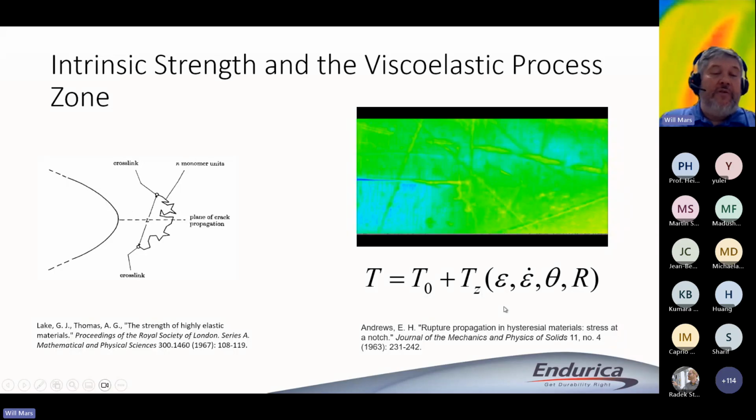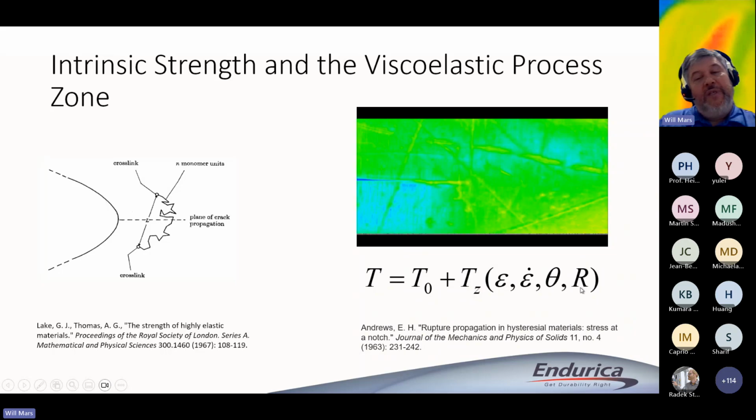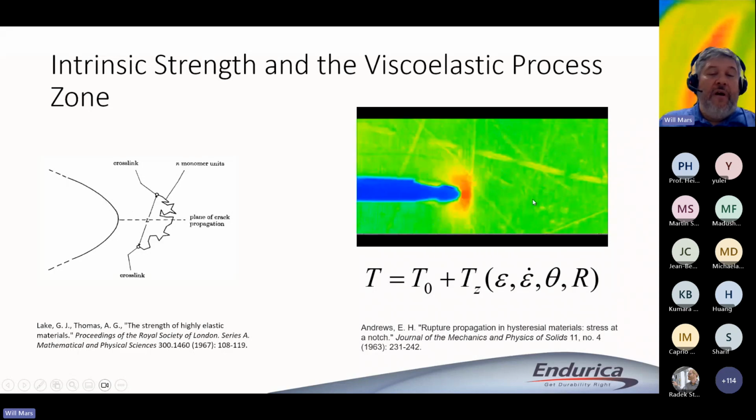But the traditional way to think about this is that all of the temperature dependence, all of the rate dependence, all of the R ratio dependence that we see in crack growth behavior of rubber, all of that is a function of what's happening in the process zone of the crack.